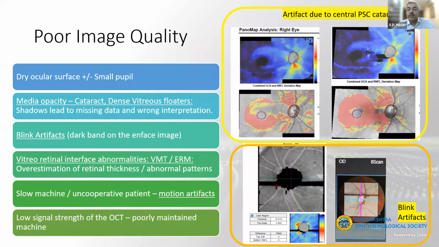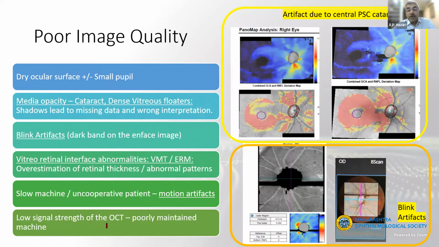Blink artifacts, like the one you see at the bottom right, occur because the patient is uncomfortable and is blinking, and that again leads to missing data on the scan. Vitreoretinal interface abnormalities like VMT or ERM lead to overestimation of retinal thickness and abnormal patterns. If it's a slow machine or an uncooperative patient, you also get motion artifacts. Motion artifacts become important when you're doing a long-term follow-up for the patient, and you can't compare scans because of the poor quality.